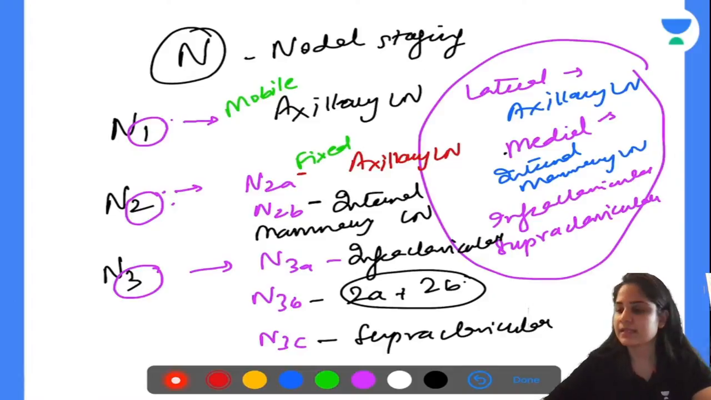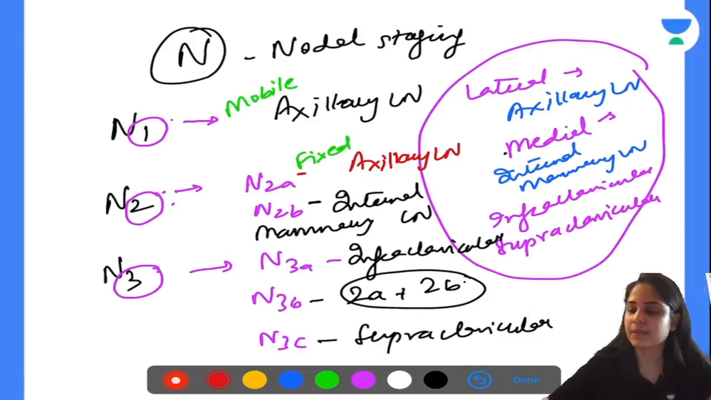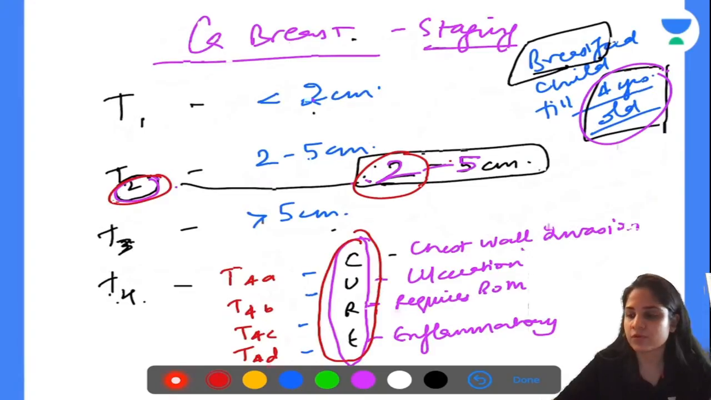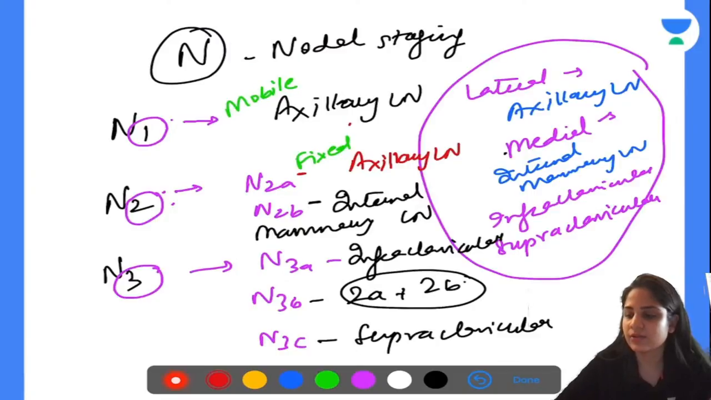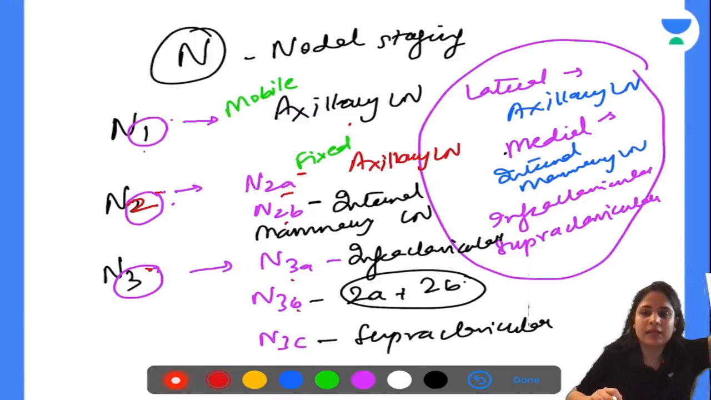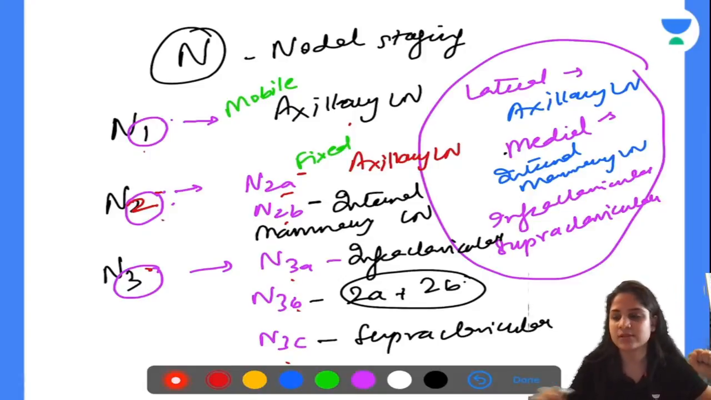Okay. Manali is asking N2 kya hoga. So Manali, remember N1 has only one group of lymph nodes. N2, 2 hai, toh yahan pe 2 groups of lymph nodes hoga, 2A and 2B. And 3 hai, toh yahan pe 3 groups of lymph nodes hoga, 3A, 3B aur 3C. Okay. So N2B will be your medial group, internal mammary lymph nodes. N2A will be your fixed axillary lymph nodes.